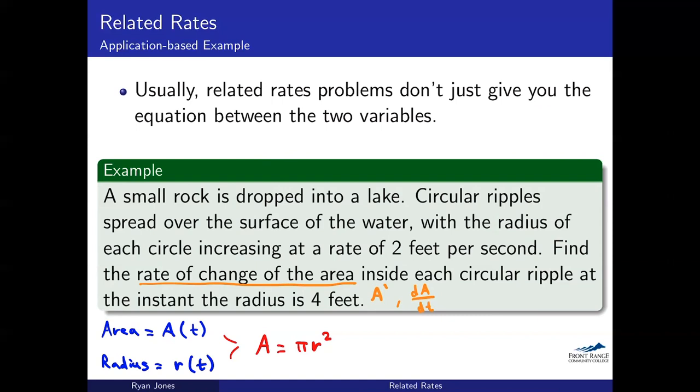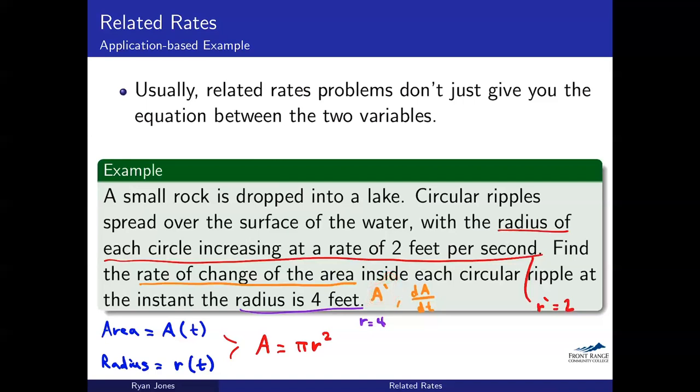It also tells us, let's go ahead and do this in red here, that the radius of each circle is increasing at a rate of 2 feet per second. That tells me that r prime is equal to 2. And then obviously with units of feet per second, we'll get into units in a little bit. But r prime is equal to 2. And then lastly, we'll do this in purple here, the radius is 4 feet. Well, that tells us that r is equal to 4. So really what I have here is r is equal to 4 and r prime is equal to 2, and I'm looking for A prime.